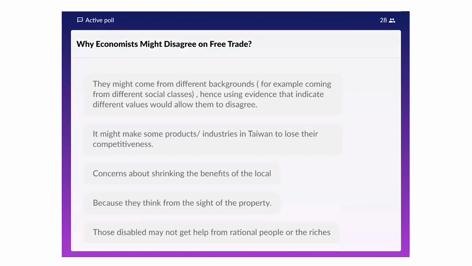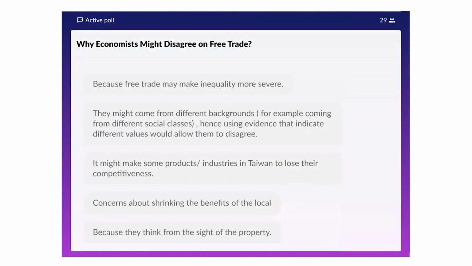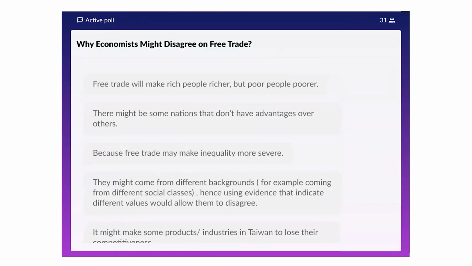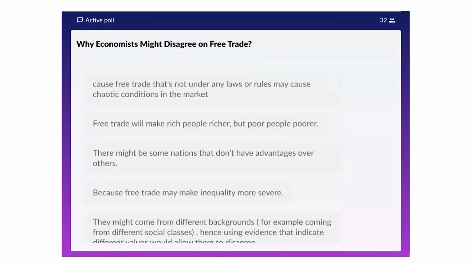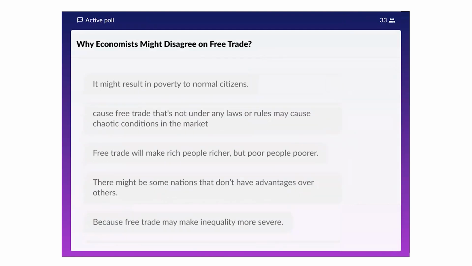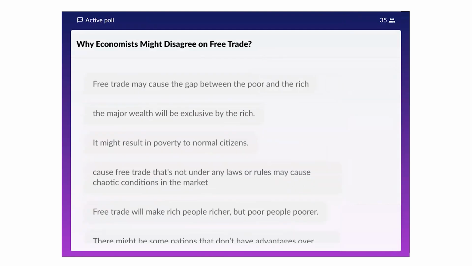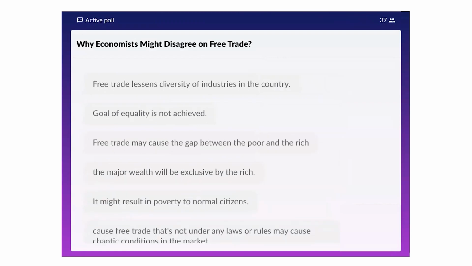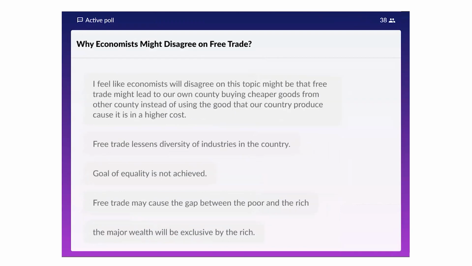So they might come from different backgrounds, because free trade made inequality more severe. In some nations, free trade makes rich people richer but poor people poorer. It might result in poverty for normal citizens. And free trade may widen the gap between rich and poor, which we already saw similarly. It lessens the diversity of industry in the country, so that's something.